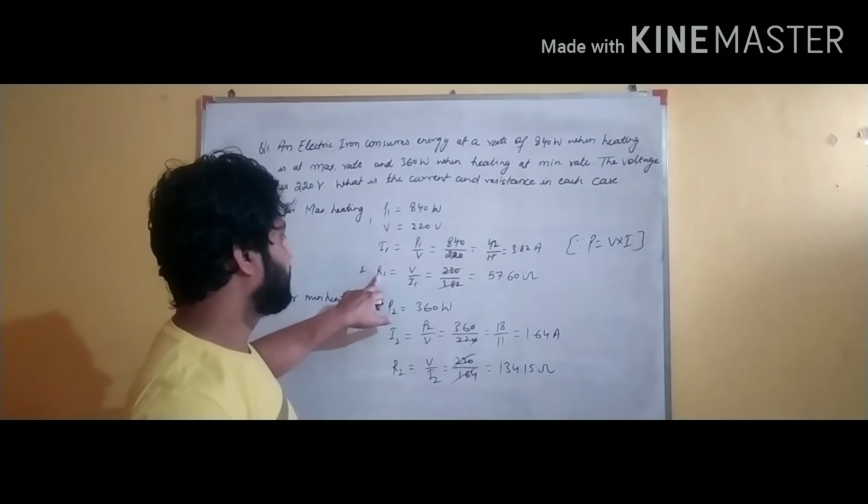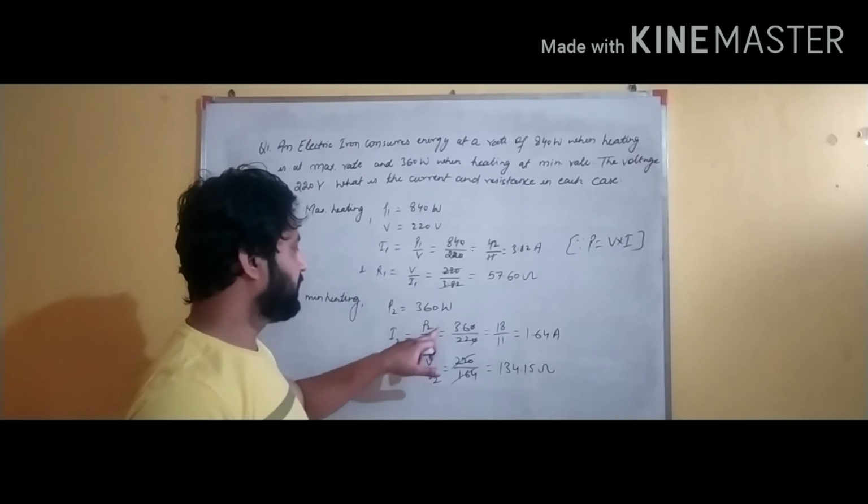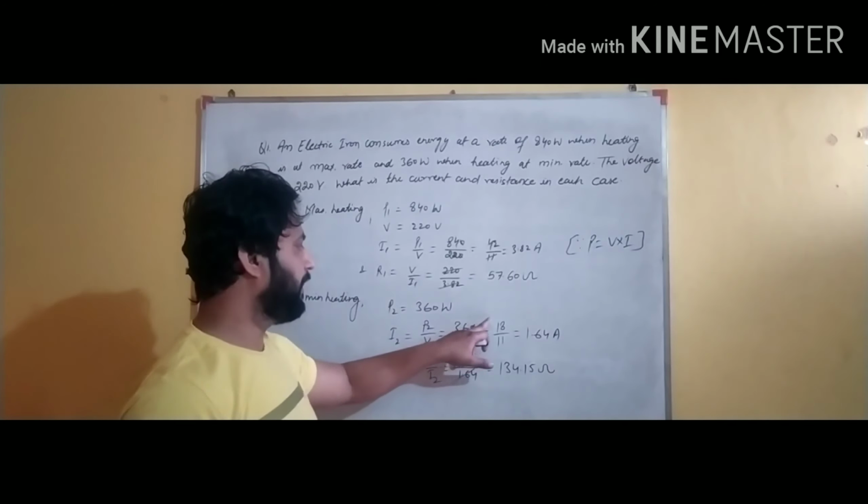So for minimum heating, power given is 360 watt, current is power divided by voltage, 360 by 220, 18 by 11, 1.64 ampere. With the help of this I2, we can calculate R2. R2 is equal to V upon I2. 220 divided by 1.64. From here we get 134.15 ohm. Right? So let's do our next numerical.